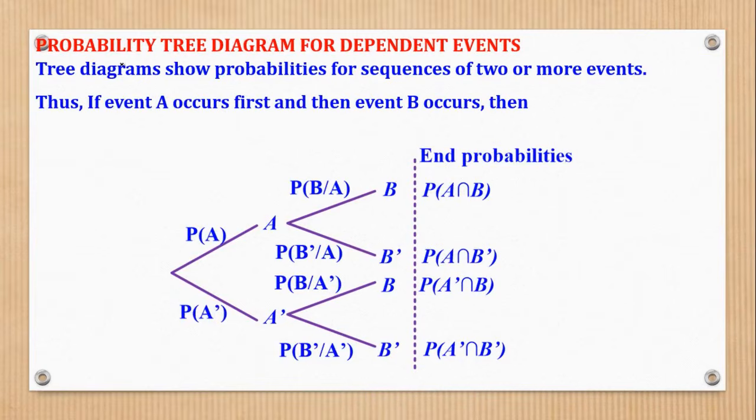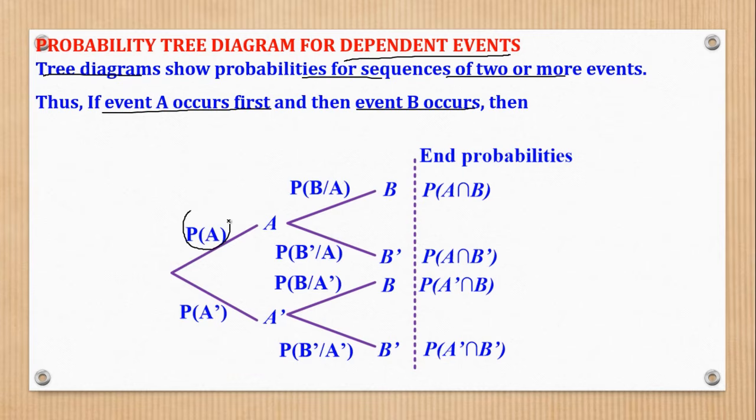So that was dependent events. Now we shall go to probability tree diagrams for dependent events. So we are still under dependent events. Tree diagrams show probabilities for sequences of 2 or more events. Therefore, if event A occurs first and then event B occurs, the tree diagram will be in this form.